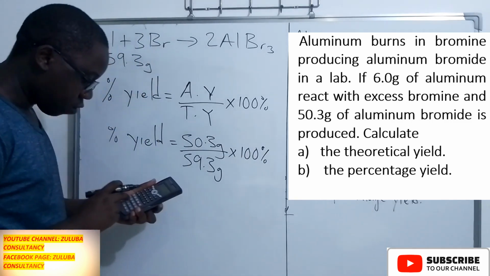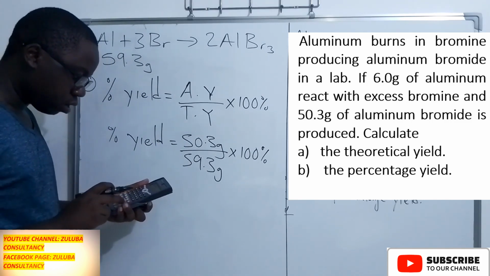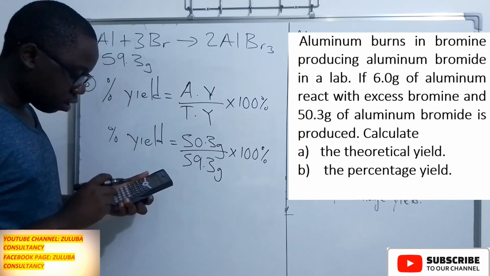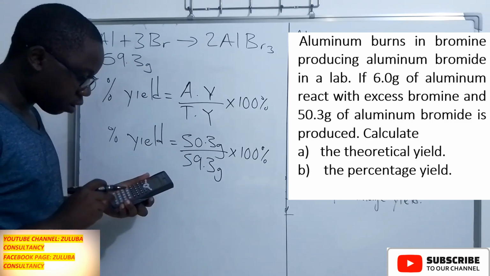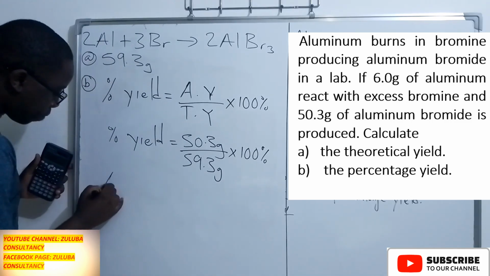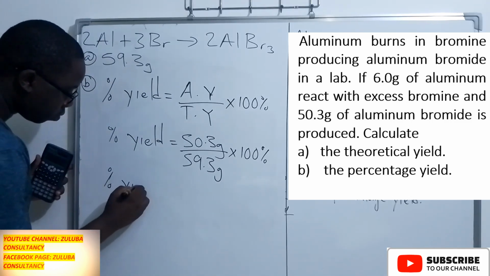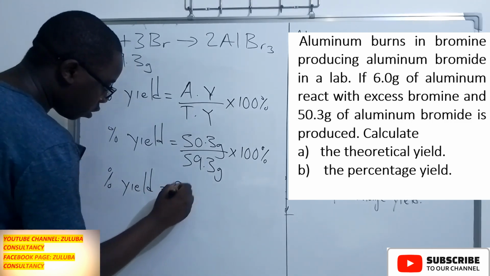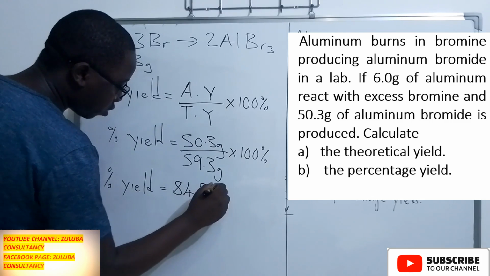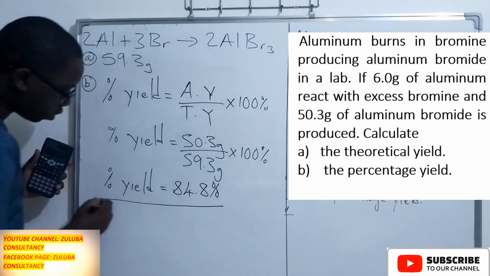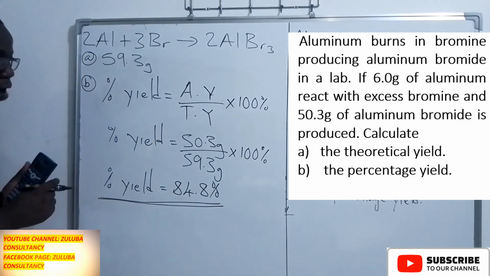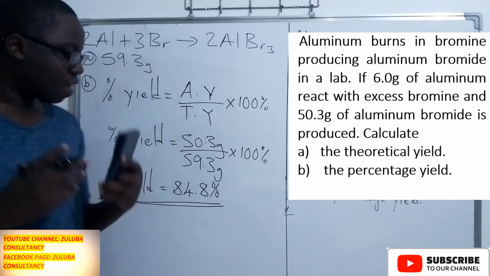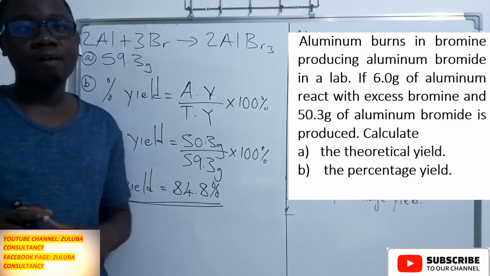So we are saying 50.3 divided by 59.3. Then this answer, we are multiplying it with 100. It is giving us the percentage yield, which is equal to 84.8% of this reaction. So this becomes the percentage yield, or the percentage of success that this reaction will have.